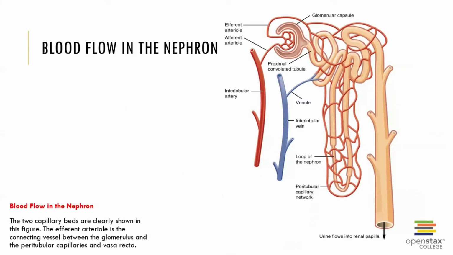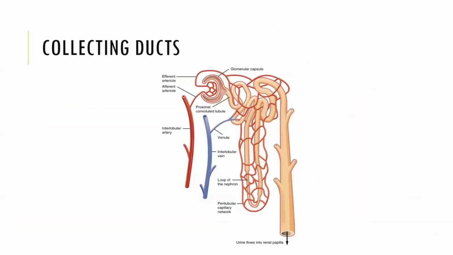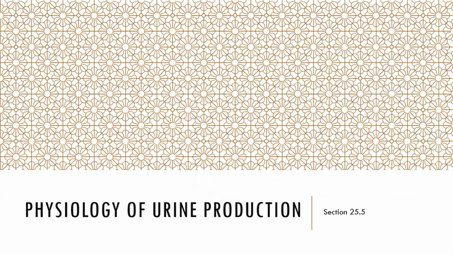Okay, you can see that there's a lot of motor function here in terms of the blood flow. And we have the efferent arteriole, which is the connecting vessel between the glomerulus and the tubular capillaries and vasa recta. Okay, a lot of microanatomy here. Some of this I'm just glancing over because we don't have to memorize it for this level course.